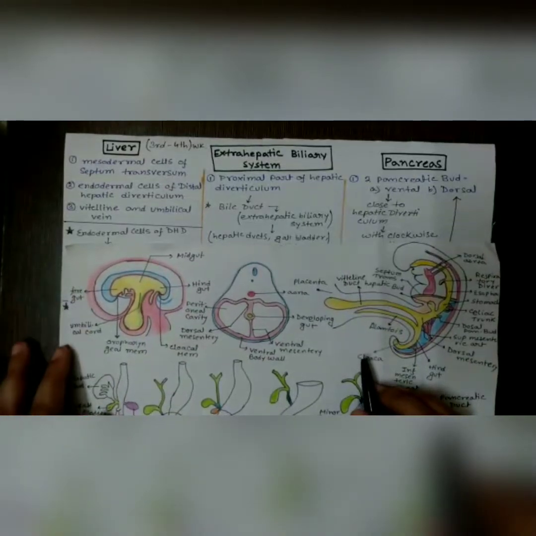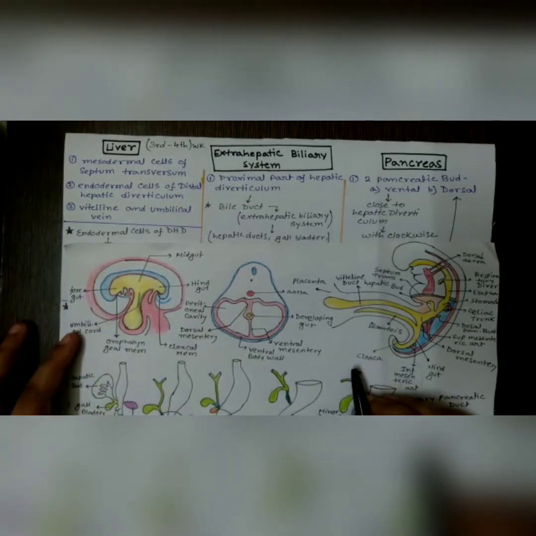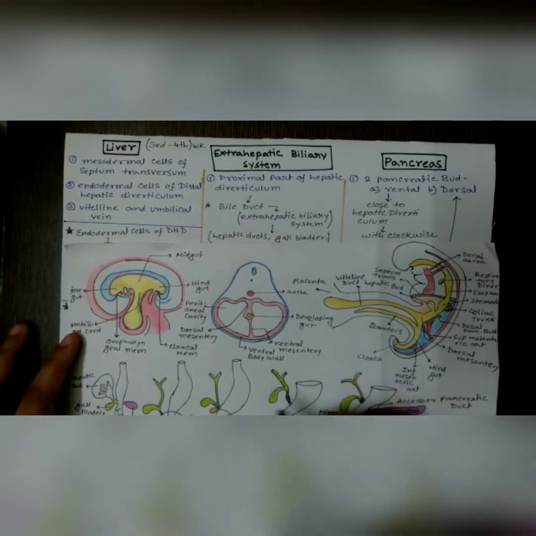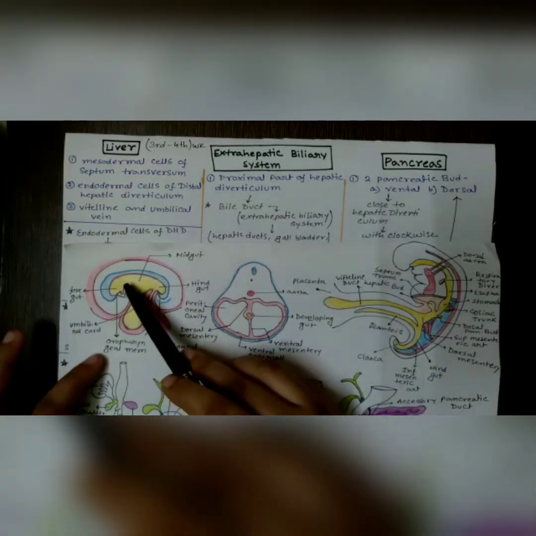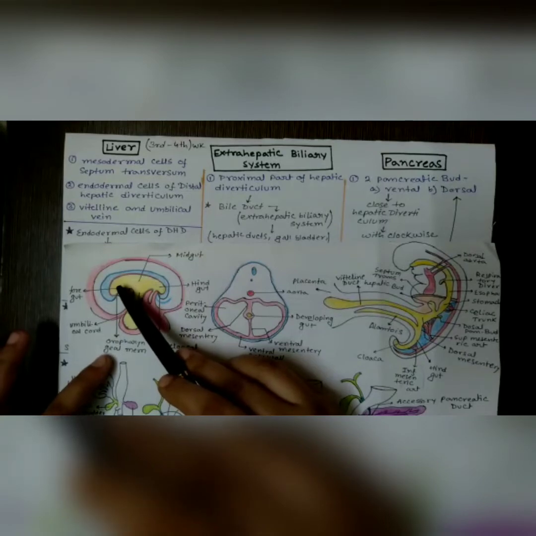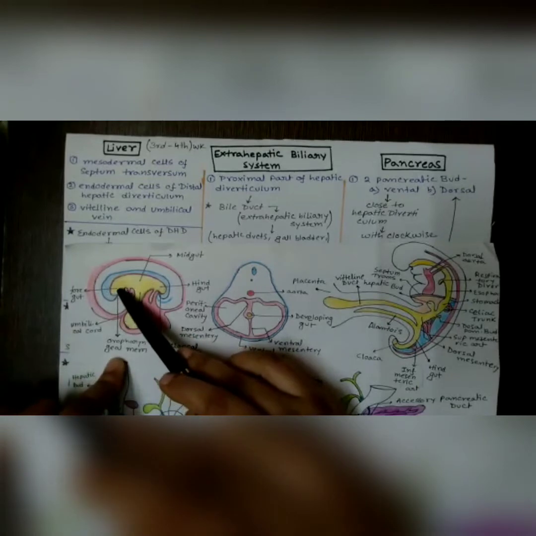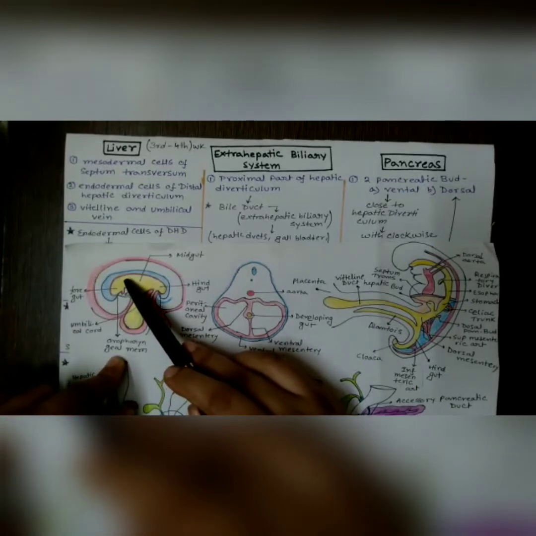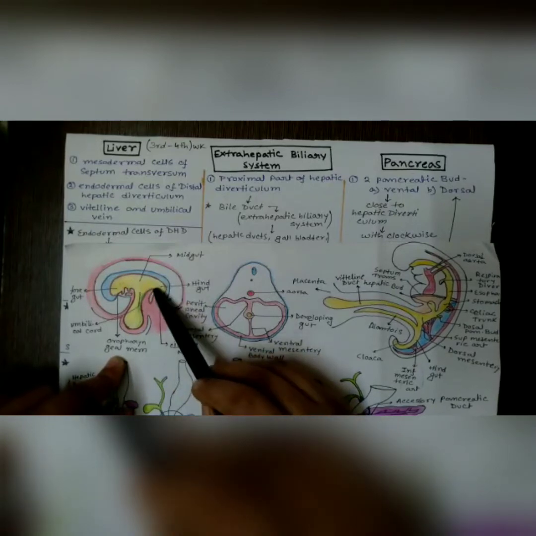Today, our topic of discussion is development of digestive glands, that is liver, extrahepatic biliary apparatus and pancreas. So, when the embryo starts to fold, we can appreciate that the proximal part from the oropharyngeal membrane is responsible for development of the mouth, this portion is responsible for development of foregut, this portion for midgut, and this portion is hindgut.